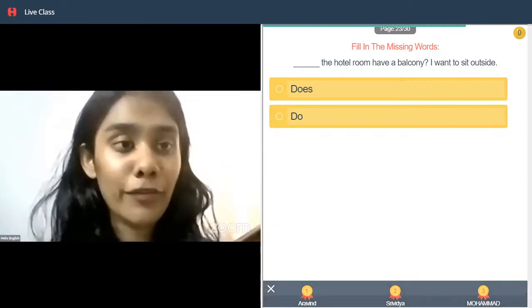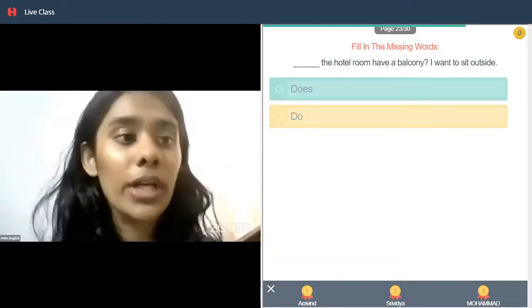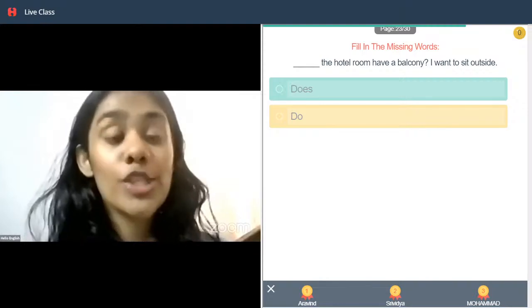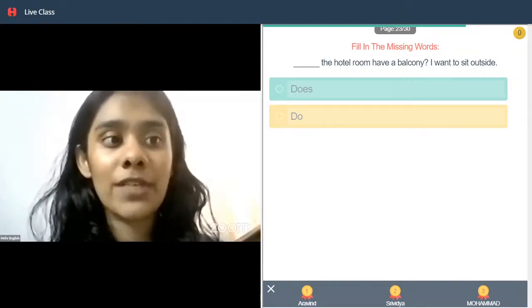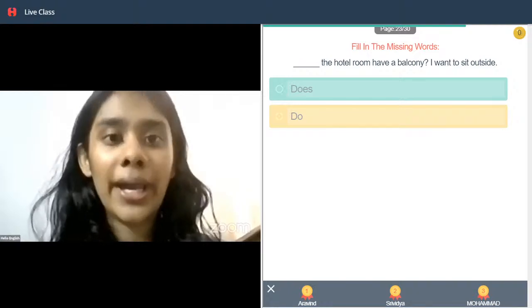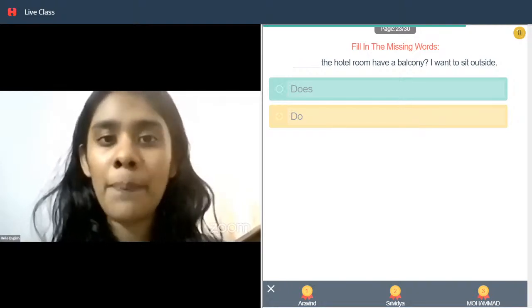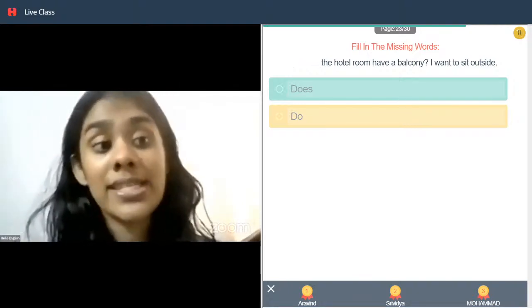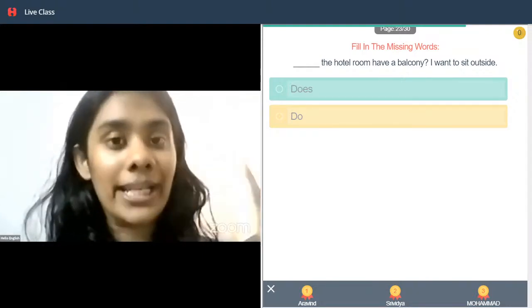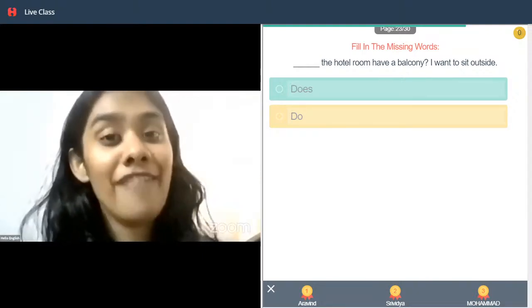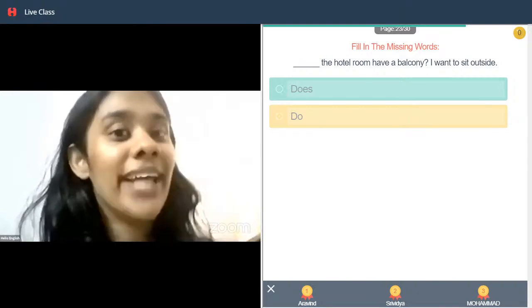See, if you're getting confused, now there is no pronoun like the hotel room, right? So among the pronouns that we have learned, what can you replace it with? Can you replace it with I, you, we or they? Not really, right? Here we can replace it with the pronoun it. So does it have a balcony? Okay, does it have a balcony.